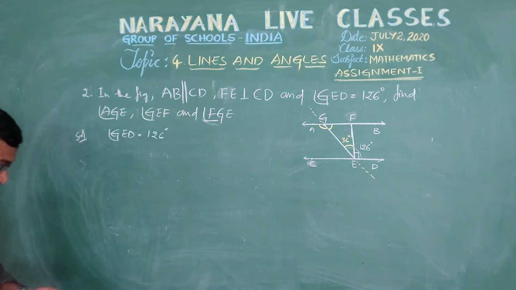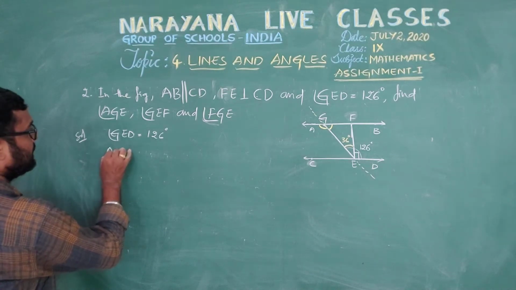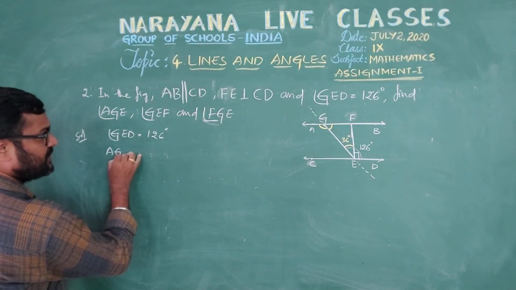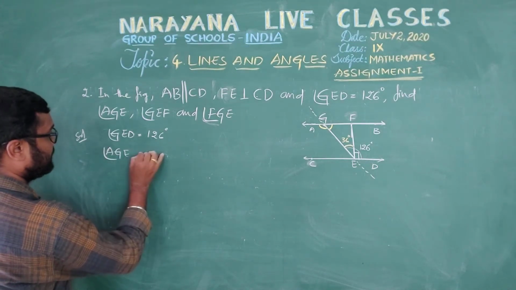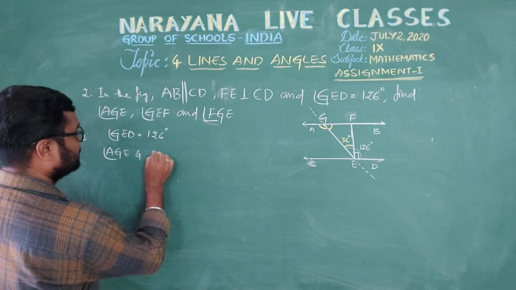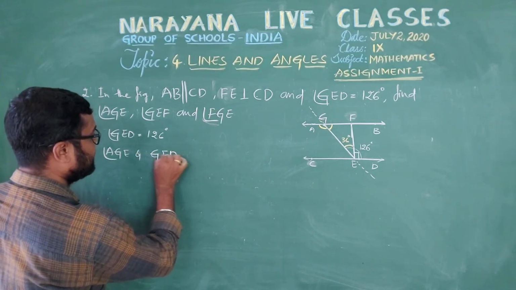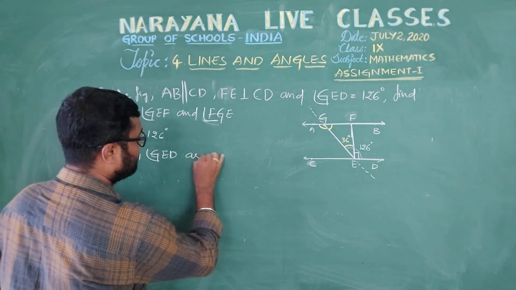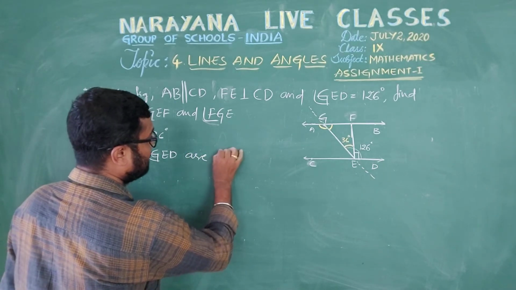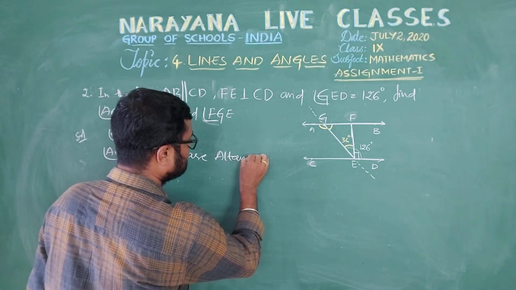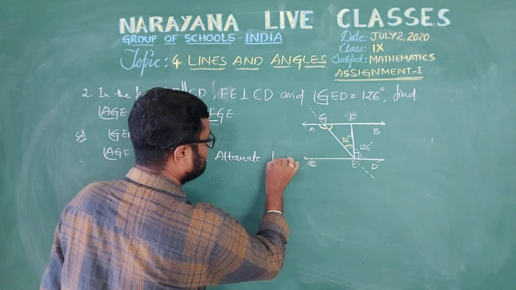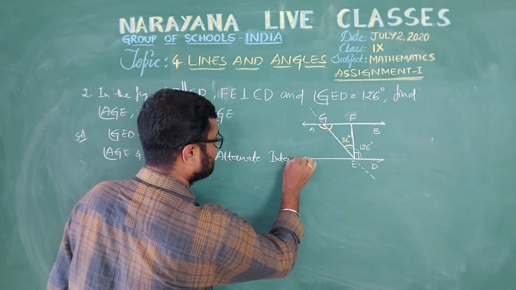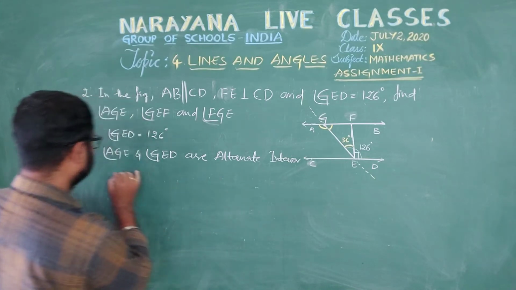So now angle AGE and angle GED are alternate interior angles.